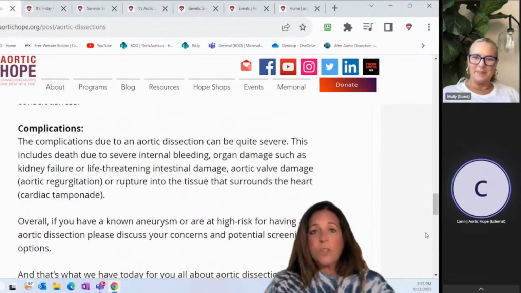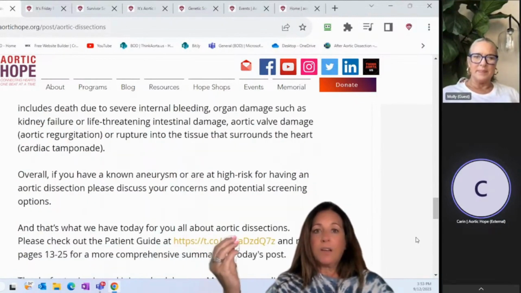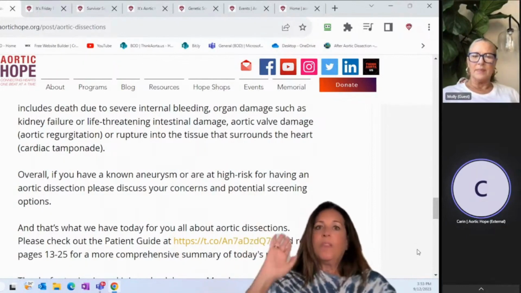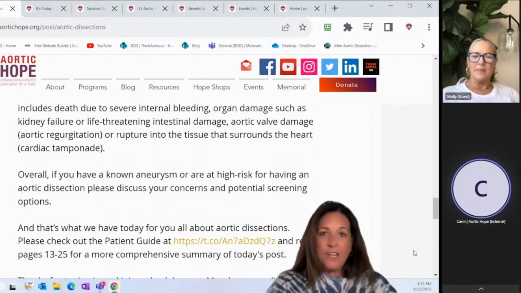People have had strokes. People have lost limbs or toes or fingers, malperfusion, just not getting blood to the right areas that they need it to go to. So those would be the major complications that happen.